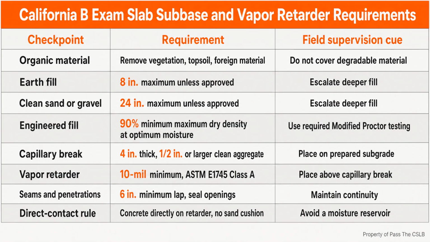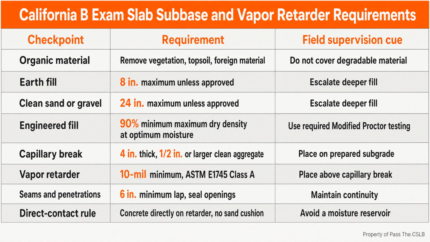The placement rule is easy to confuse if someone learned an older practice. The vapor retarder belongs in direct contact with the concrete slab. I do not place a sand cushion between the retarder and the concrete for the interior slab condition described in this report. A sand layer can hold water between the concrete above and the low permanent sheet below. That hidden moisture can continue moving through the slab and contribute to flooring and adhesive problems later.